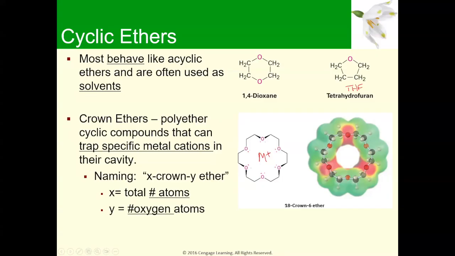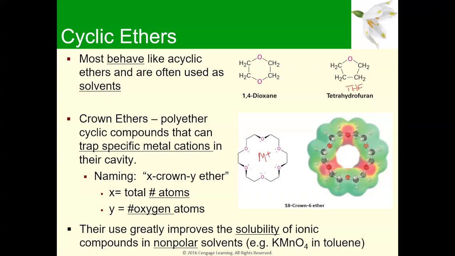So one thing I want you to know is how to name crown ethers, because their naming convention is a little bit different. They all follow this format, where it's a number, dash, crown, dash, other number, and then the word ether, where the first number, X, is just the total number of atoms in the ring. And then the second number, Y, is the number specifically of oxygen atoms in the ring. So that's why this one that you see in the picture is called 18-crown-6 ether, because there's 18 atoms in the ring altogether. And as we already saw, there are 6 oxygens. So it's called 18-crown-6 ether.